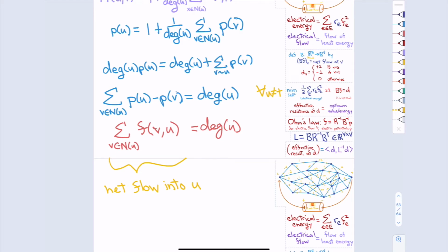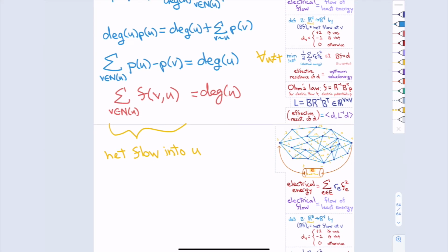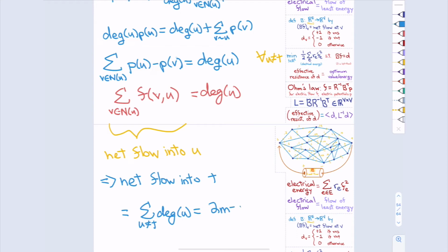Okay. So if all the vertices are outputting degree of u, then that means that they're all sources, right? They're all pushing out flow. So t is the only sink because t is the only vertex not covered. And so the net flow into t is the sum over all vertices except for t of the degree of u, which is 2m minus the degree of t, because it's only those edges that aren't getting counted twice.